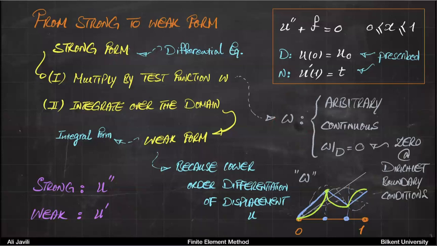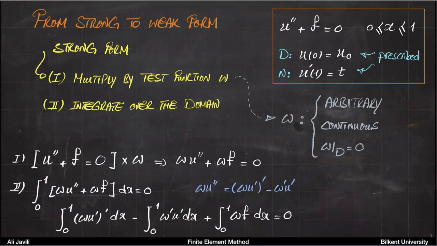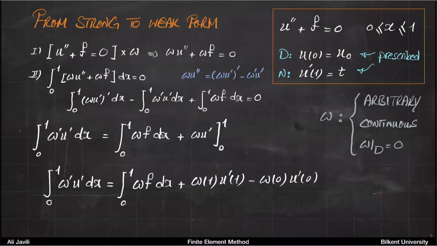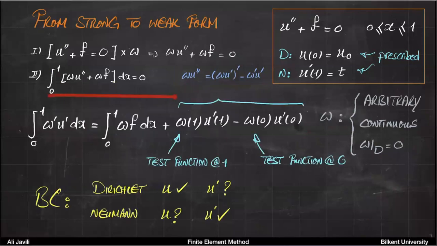What we want to do is to derive the weak form. And we said in order to derive the weak form, we need to define this so-called test function with specific properties. It's arbitrary, it's continuous, and it's also 0 at the Dirichlet boundary condition. And then what you do is multiply first the differential equation by the test function, then you integrate it, and then you separate these integrals, and you use this identity here. And eventually, if you do all of that, you would end up with this form.